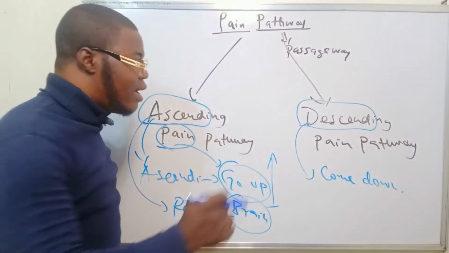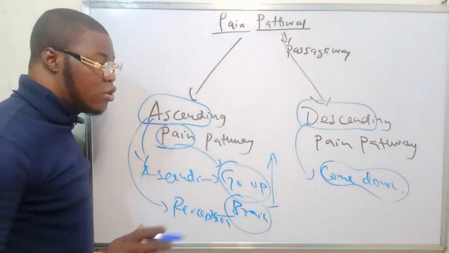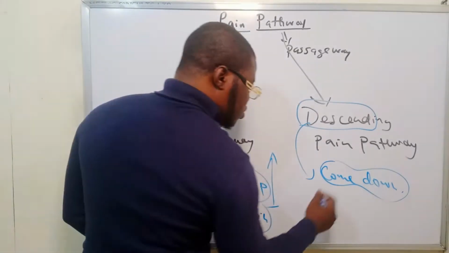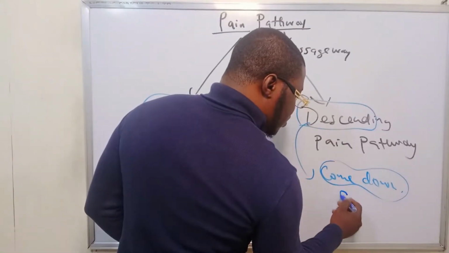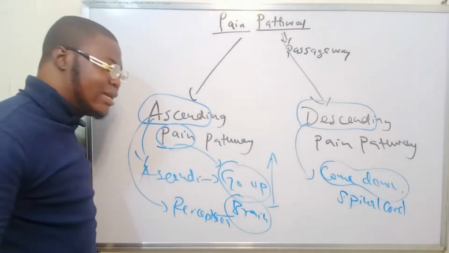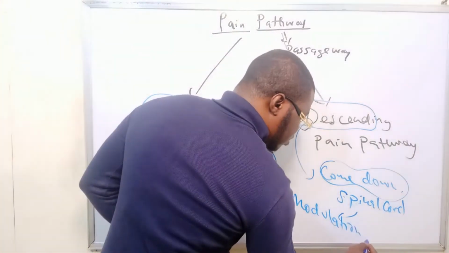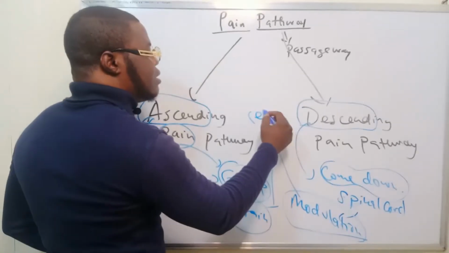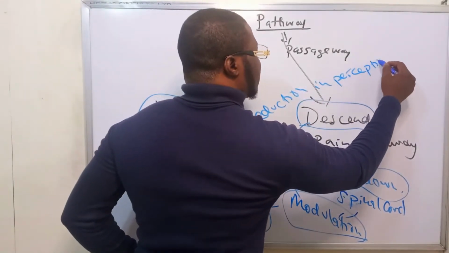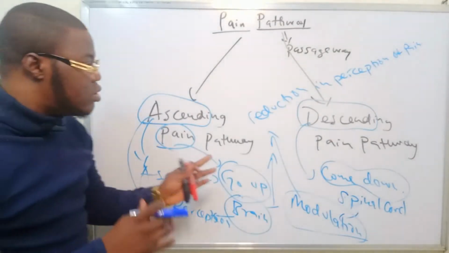As simple as that. And then the descending pathway is coming down. Where is it coming to? After the brain, you have what next in your CNS? The spinal cord. So it's coming down to the spinal cord. The spinal cord is going to do something called modulation. It's going to modulate the pain. Modulation means reduction in the perception of pain. Simple as that.